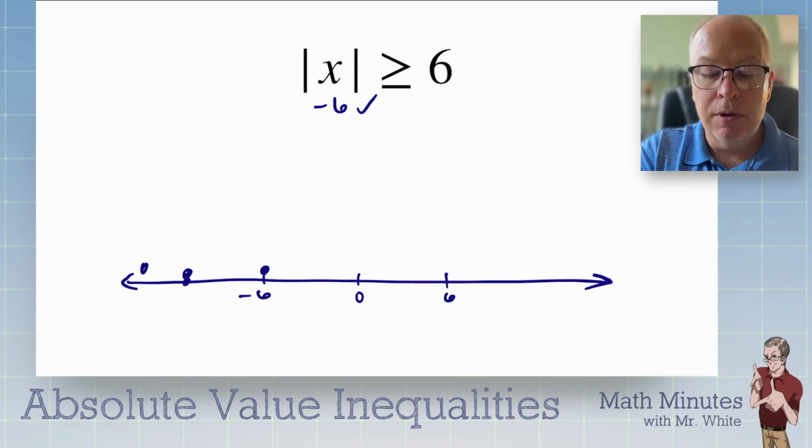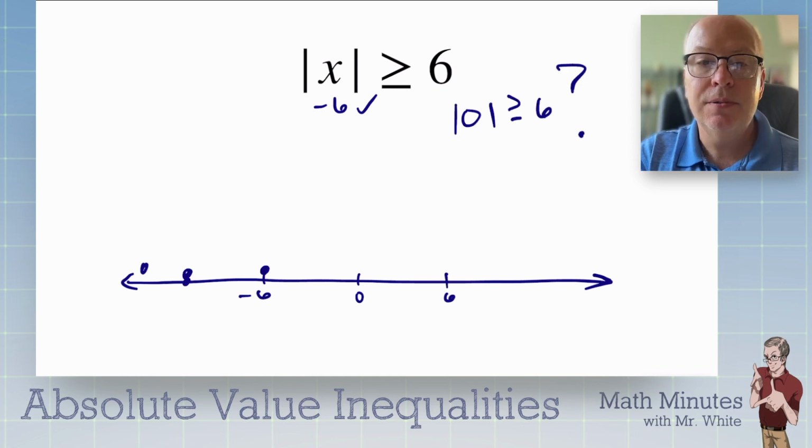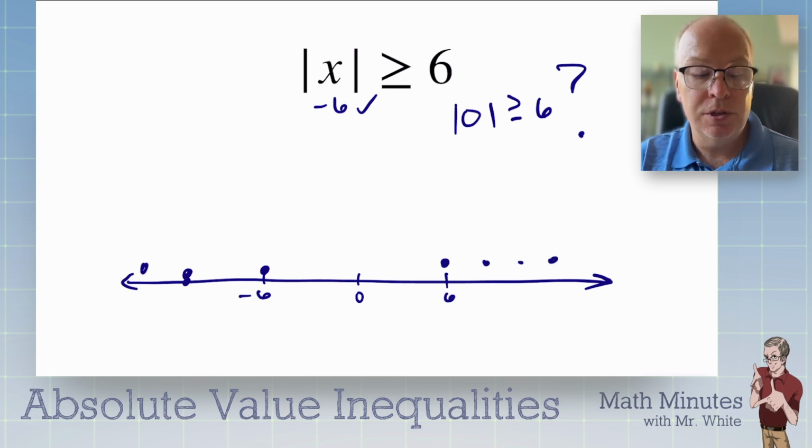What about 0? Is the absolute value of 0 greater than or equal to 6? No, it's less than 6. So we don't put a dot here either. Now, where the dots start again, I'm sure you see what's happening here, it starts at 6 again, and then there's more solutions up here.